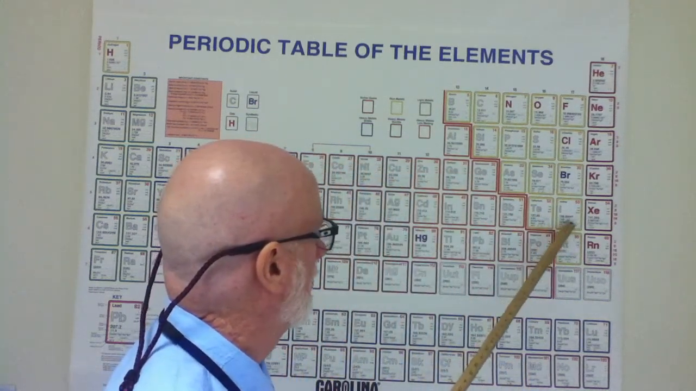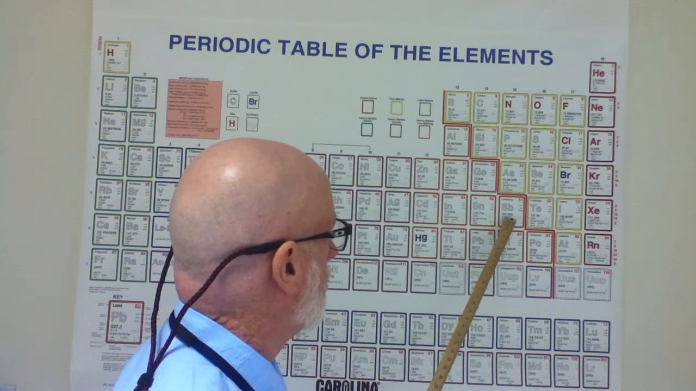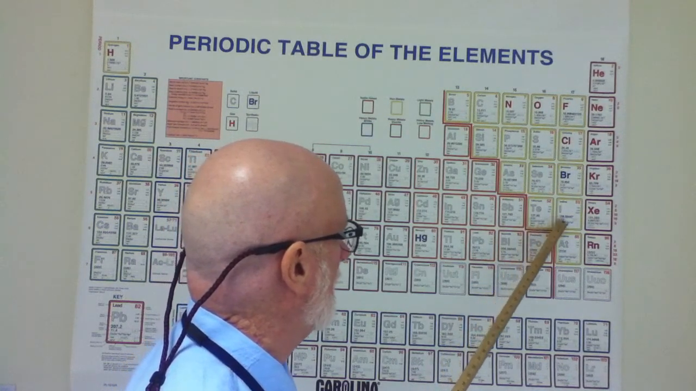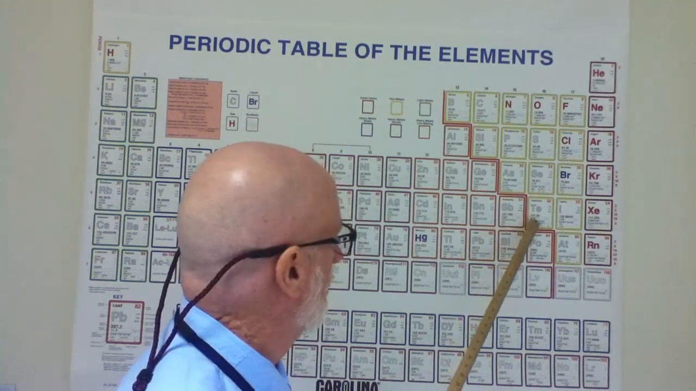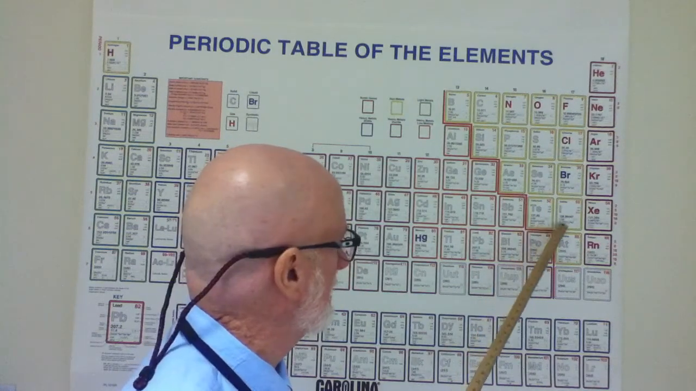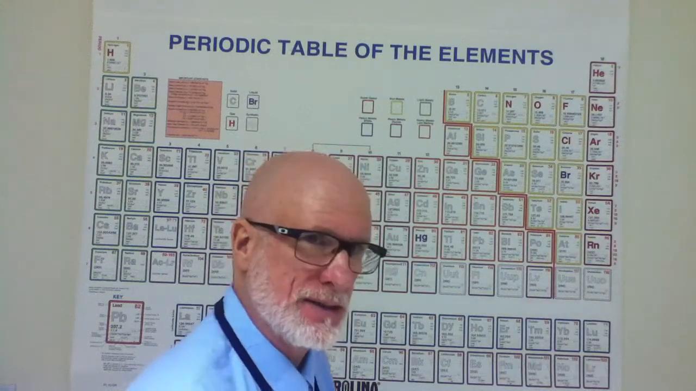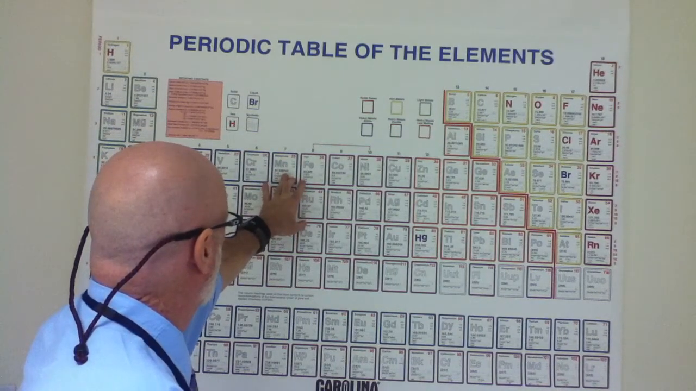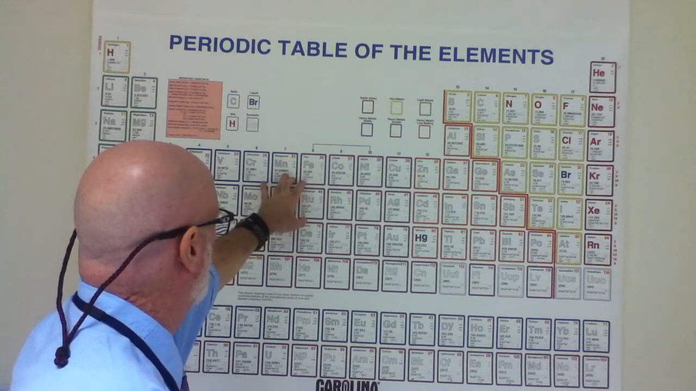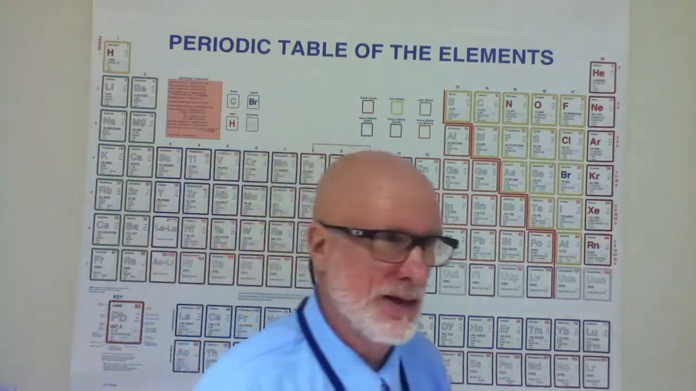Iodine over here? Yeah. Tellurium, look at this. 121, 127, 126. This is 121.7, 127.6, 126.9. Very good. Excellent. Anywhere else? Here, manganese and iron and cobalt. Any others?